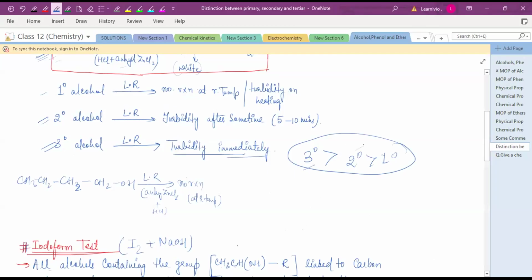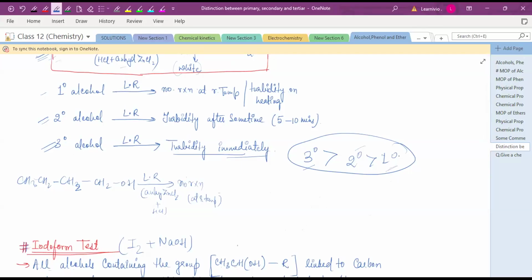Right. After that, secondary, it will take like 5 to 10 minutes for the reaction to proceed. And the primary one, at room temperature, it will not show the reaction. It will not give the Lucas test. It will give the negative Lucas test. But if you provide some heat, external temperature, then only the reaction will occur and you will get a turbidity. So that's how you can distinguish between the primary, secondary, and tertiary alcohol by the Lucas test.